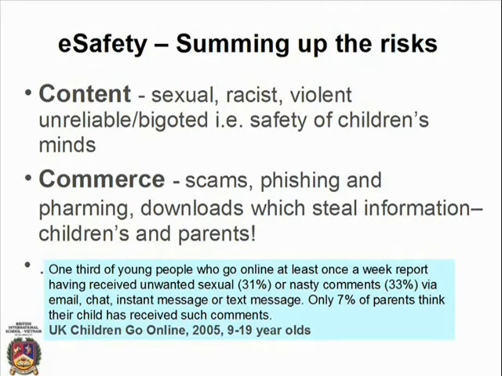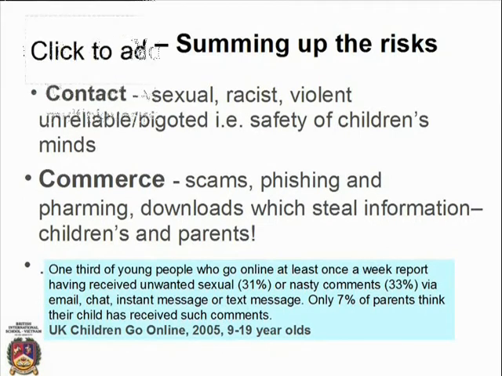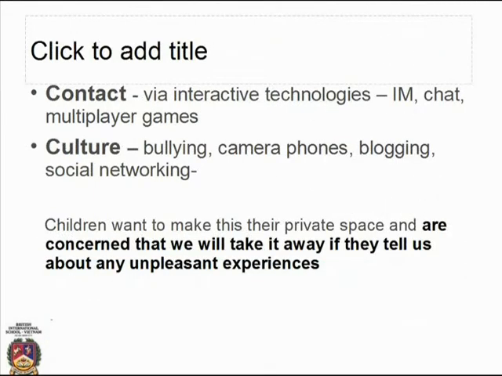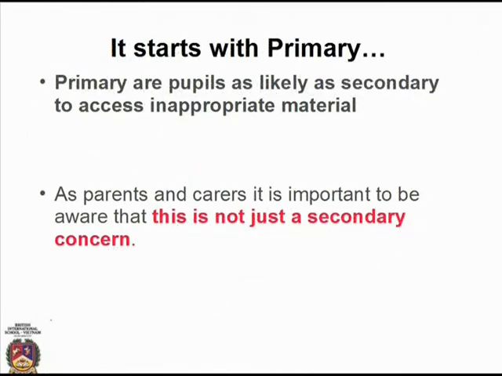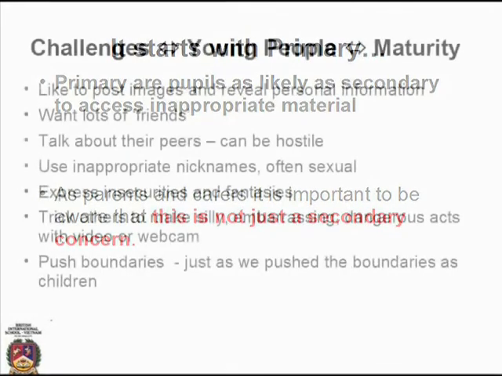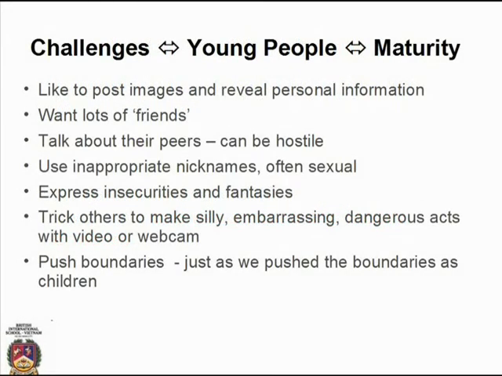Throughout this session, we've talked about content. We need to ensure that children and young people are aware that websites can be inaccurate, have extreme views, contain pornography, or be as good or bad as the individual who created them. Remember, this starts with primary pupils, as they are as likely as secondary to come across this kind of information. Also, it can boil down to maturity.